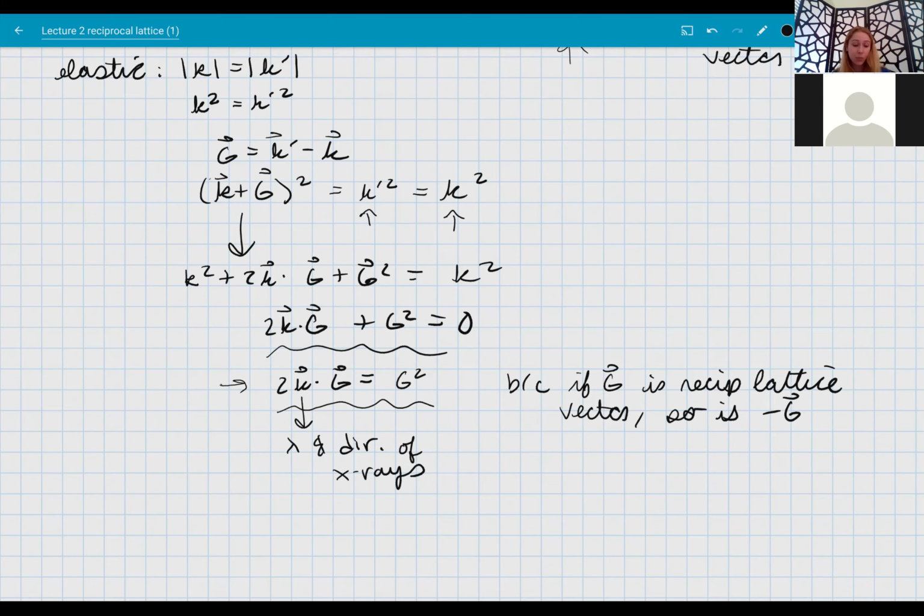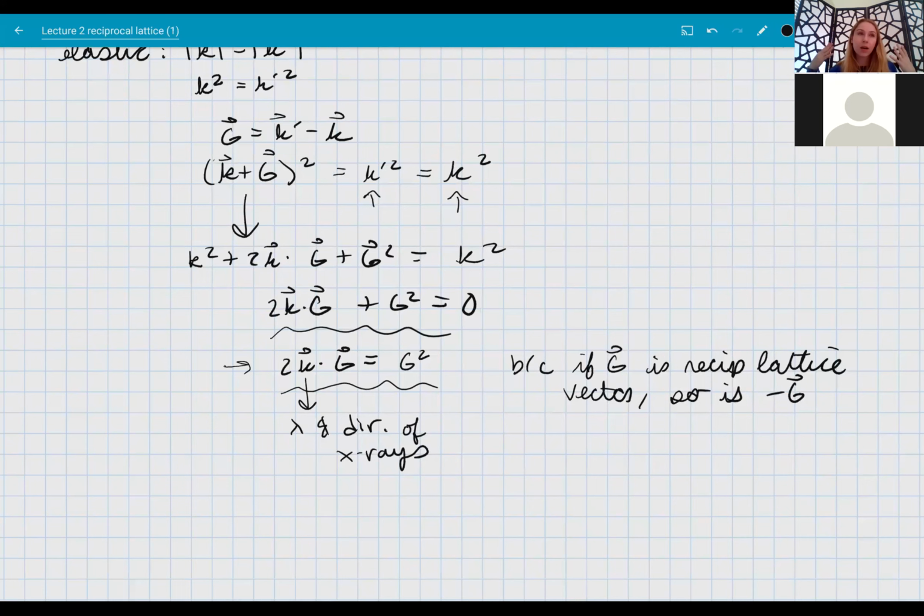So I want to show that this is Bragg's law, but to do that, I'm going to have to make a little detour and talk about Miller indices. Miller indices are basically ways of quantifying which planes of the crystal in real space that you're talking about. And the process for finding Miller indices is as follows.